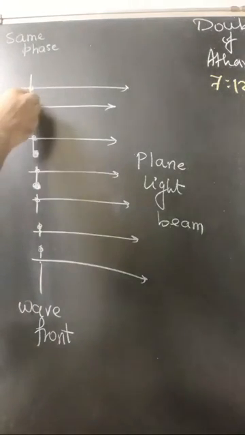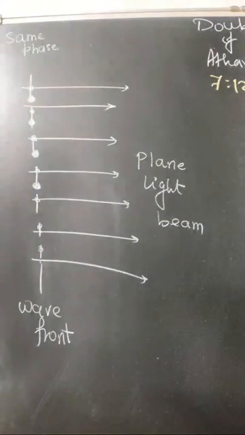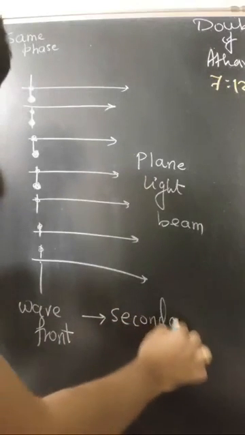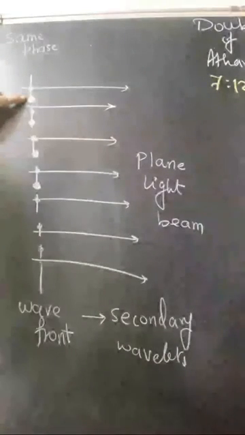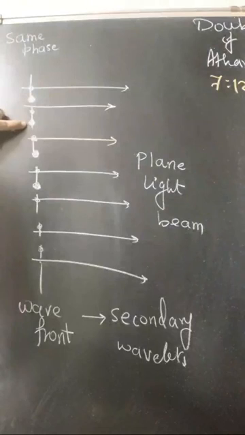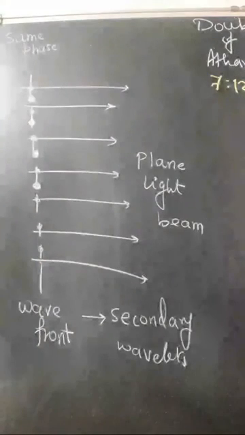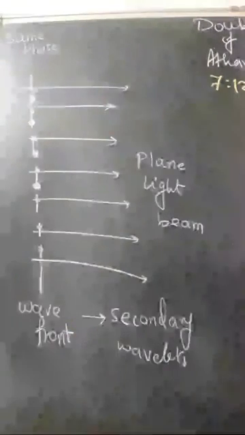Now all the particles of this wavefront are referred to as new disturbances, called secondary wavelets. All these points are secondary wavelets. Fair enough? And why do we call them secondary wavelets? Because they are going to produce their own spherical wavefront.